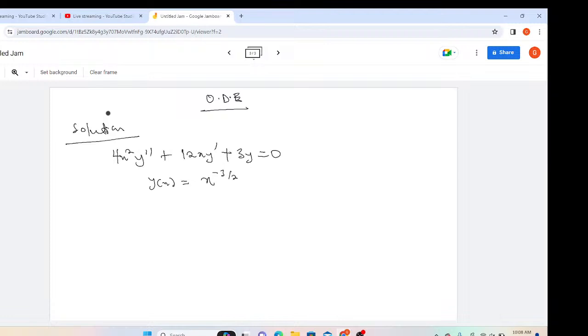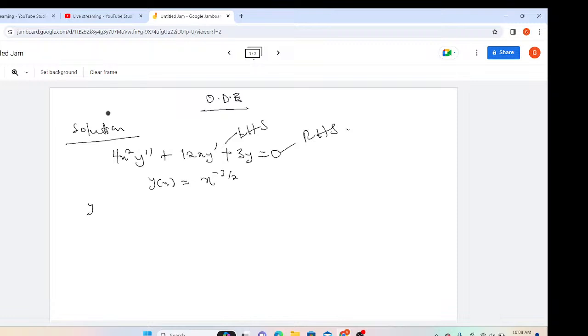We take our equation and substitute what we have into it, and see if the left hand side equals the right hand side. All of this is the left hand side, and this is our right hand side. Our equation says 4x squared y prime prime plus 12xy prime plus 3y. We just have to substitute into the equation. But you have y prime prime and y prime, so how do we substitute those?